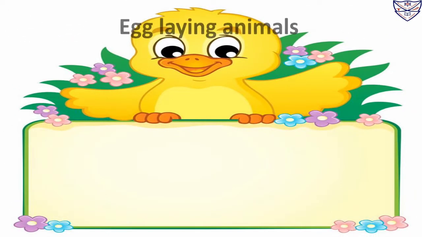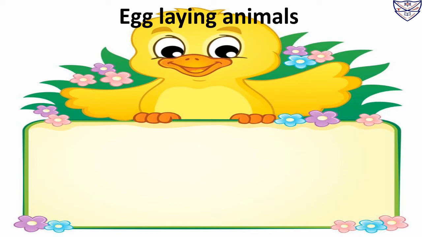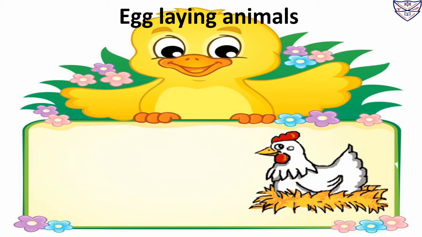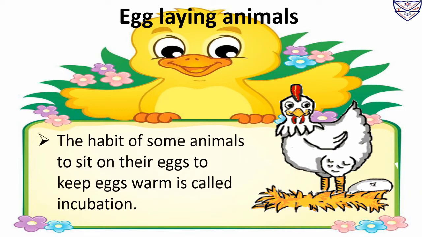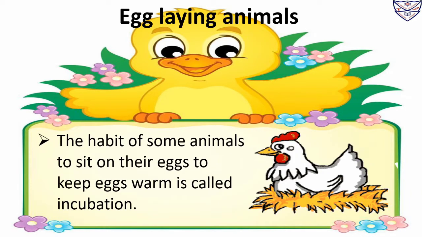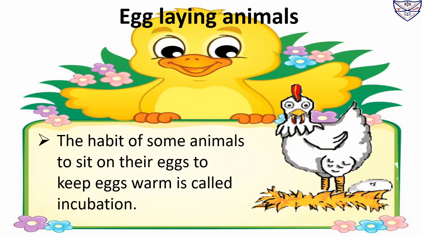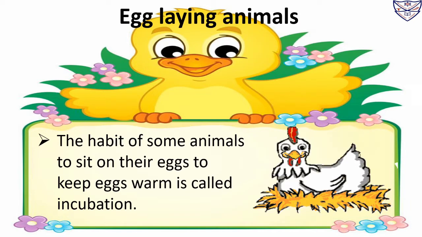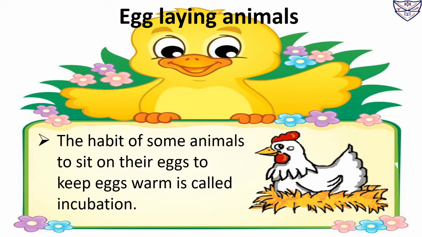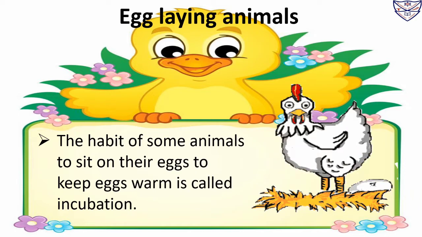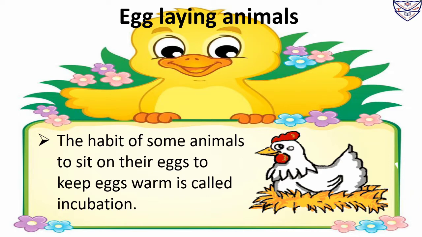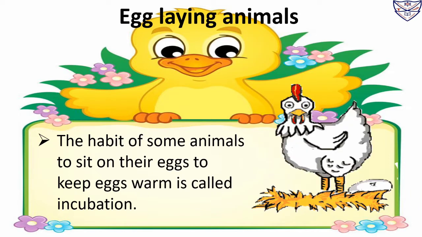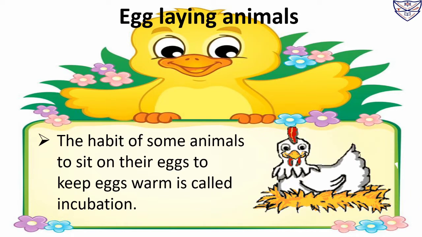Children, we will discuss egg-laying animals. You can see in this picture a hen, an egg-laying animal. Many animals reproduce by laying eggs. The eggs are kept in a warm place, or the parent animals sit on them to keep the eggs warm. The habit of some animals to sit on their eggs to keep them warm is called incubation. Once the egg matures, the young one hatches out.